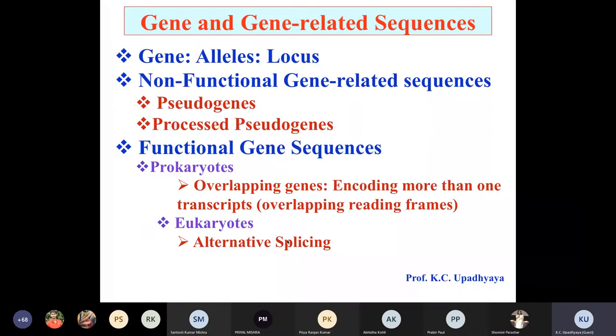In prokaryotes, we have genes, we'll discuss a little bit. Sometimes they have overlapping reading frames, which we call overlapping genes. In eukaryotes, many of the genes have altered splicing and they lead to multiple transcripts.